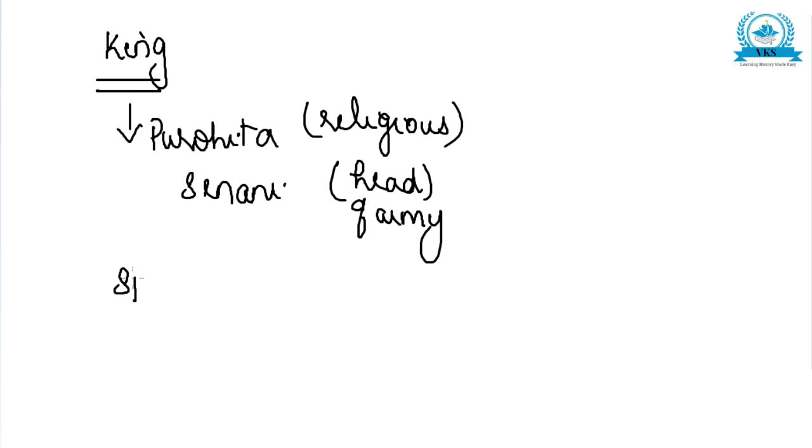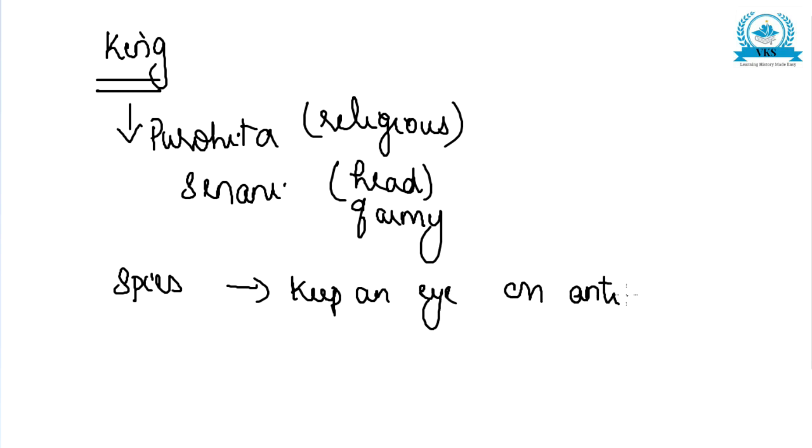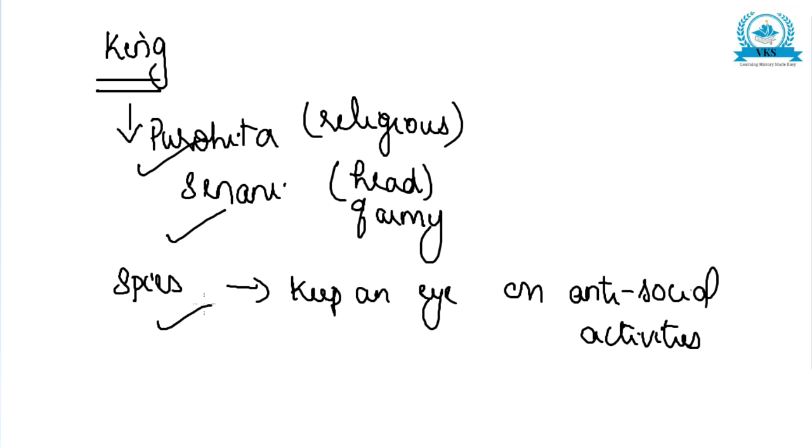Then there were officers like spies who were appointed. They were to keep an eye on the anti-social activities. So to help the king, Purohita was there, Senani was there, and spies were there to keep an eye on the anti-social activities.